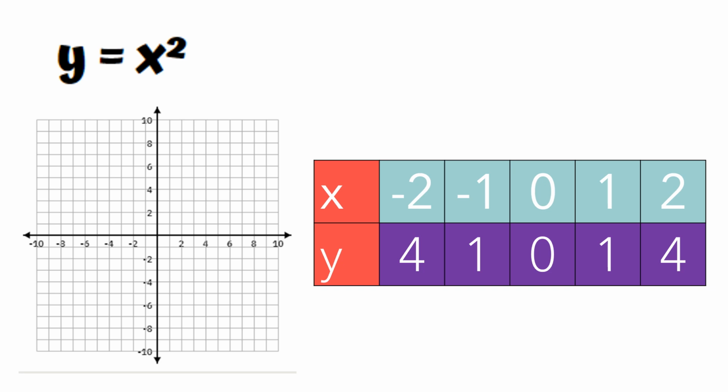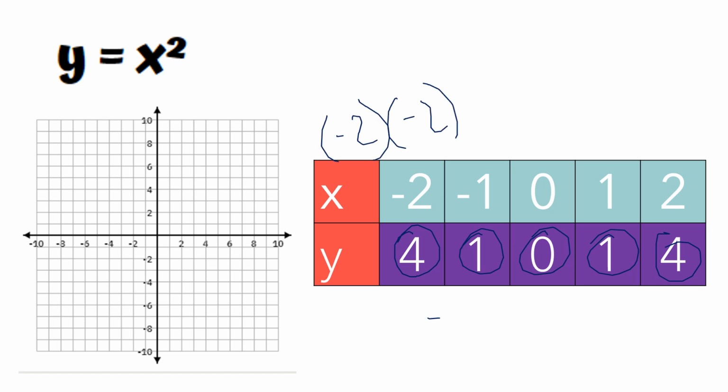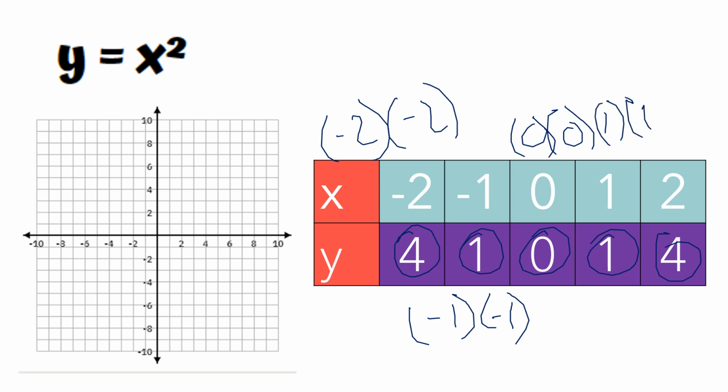Here's what I came up with. I got 4, 1, 0, 1, 4. Just to recap, negative 2 times negative 2 is 4. Negative 1 times negative 1 is 1. 0 times 0 is 0. 1 times 1 is 1, and 2 times 2 is 4.